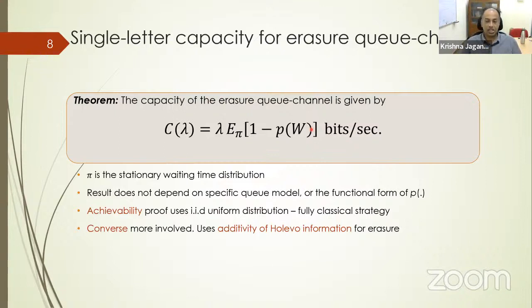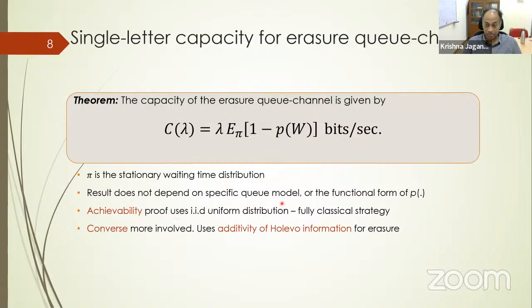A few remarks are in order. This result does not depend on any specific queuing model or the functional form of P. Let me explain what that means. The functional form of P could be anything. It doesn't have to be 1 minus e to the power minus kappa W or whatever. If P is a continuous function of W, this is sufficient.